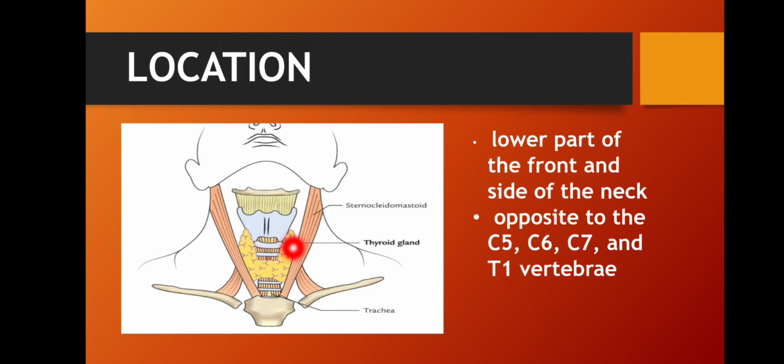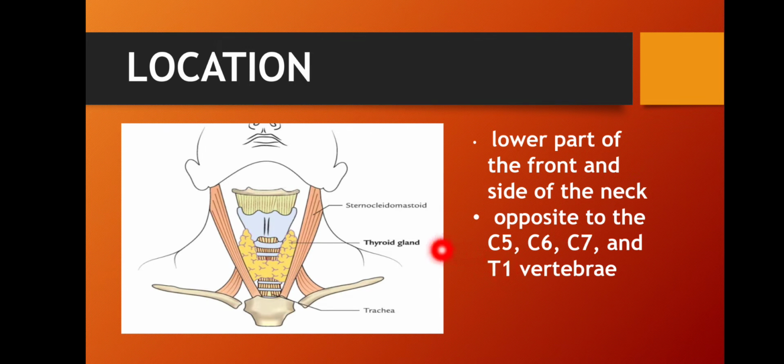See, the yellow colored one is the thyroid gland. It is located at the lower part of the neck, in front and the side of the neck, opposite to the C5, C6, C7, T1 vertebrae. How to remember this?